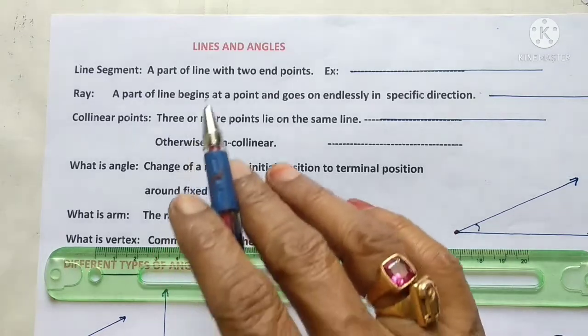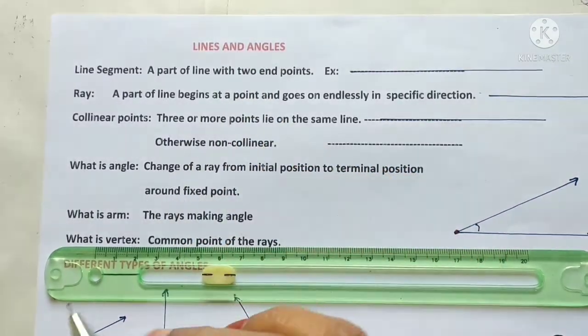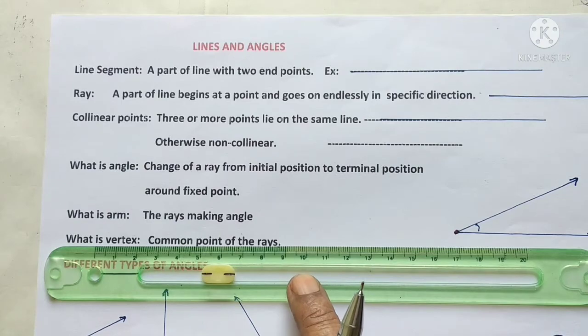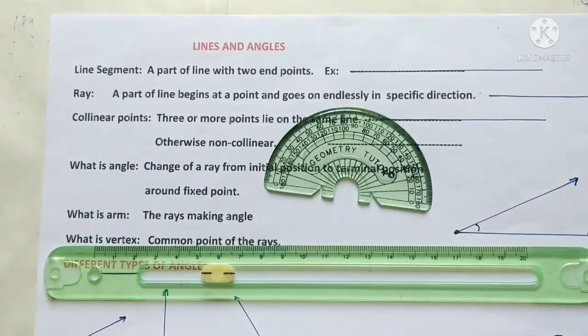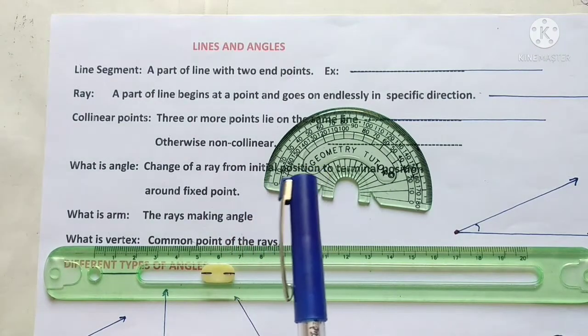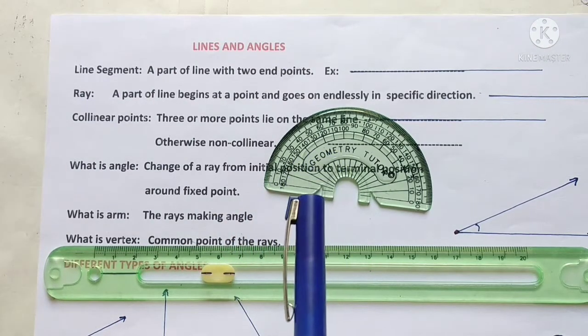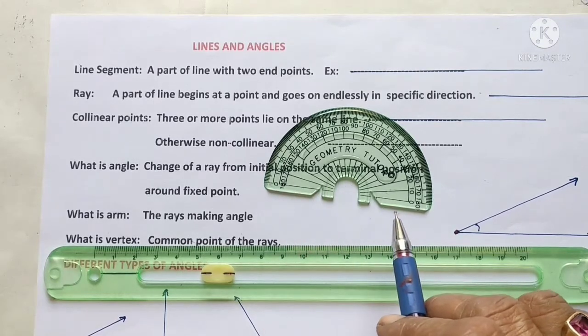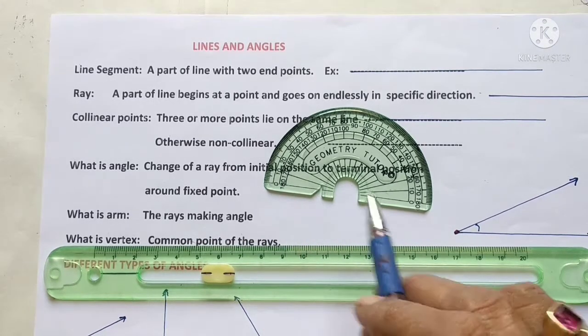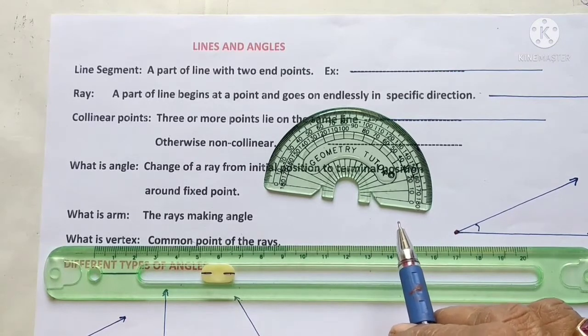Today we learn about lines and angles. Every student has a compass, and they will have a scale like this and two protractors like this. The protractor you have in your compass is a half protractor, which means it measures from 0 to 180 degrees, either from left side to right side or from right to left.